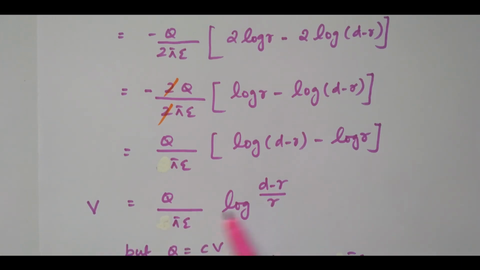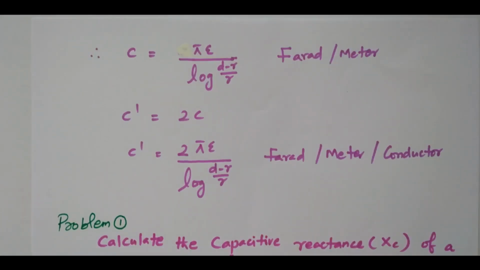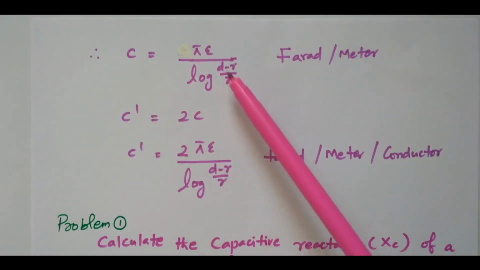Now we got the expression for the potential, but our aim is to find the capacitance between the conductors, right? So we are substituting Q equal to CV, replacing Q by CV, so that V equal to CV divided by pi epsilon log (d minus r) by r. So this V got cancelled, right? Bring this term to the numerator, bring this term to the denominator, so that C equal to pi epsilon divided by log (d minus r) by r, right? So C equal to pi epsilon divided by log (d minus r) by r, the final expression.